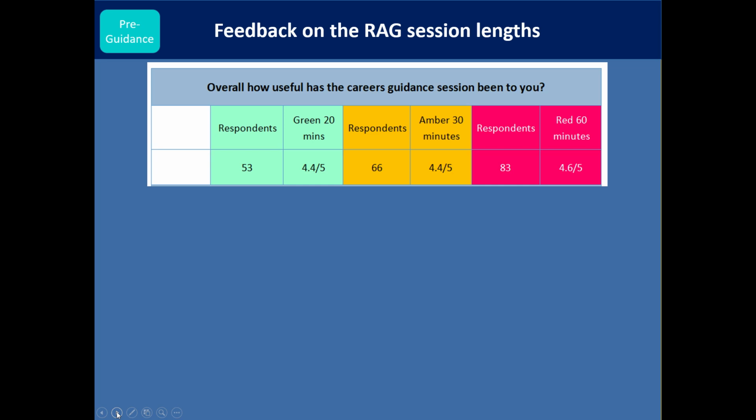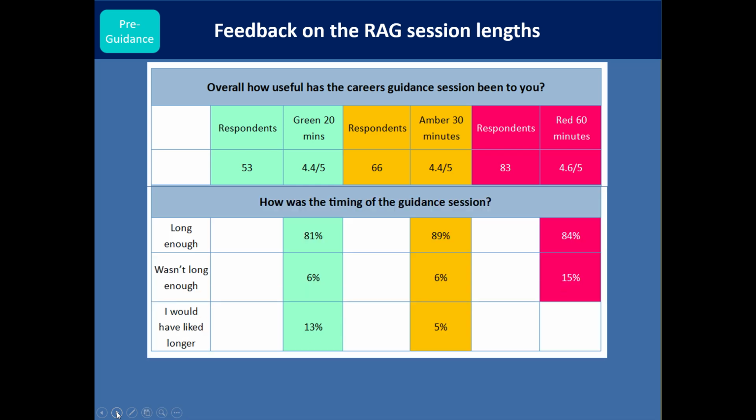And here's the result of our surveys when we asked students who'd had green or amber or red guidance how useful that session had been for them. What you can see is not a great lot of difference between them. 4.4 out of 5 for green, same for amber, 4.6 out of 5 for red. So it was useful to students. We did ask about the timings. For over 80% of them, the timing was fine. But that wasn't an issue because you could put them into drop-in if you felt they needed more time, or they did. Interestingly, a lot of the students who had the longest time wanted even more. So it is always difficult to meet complete demand.